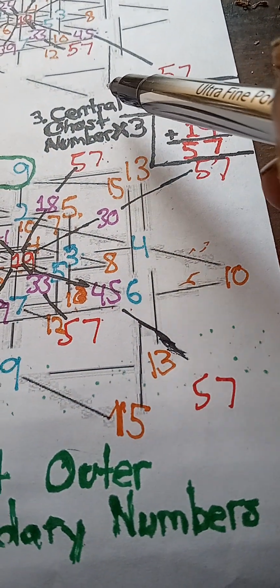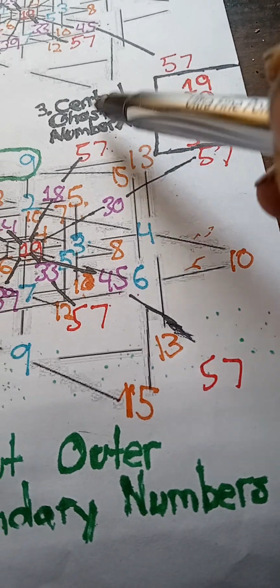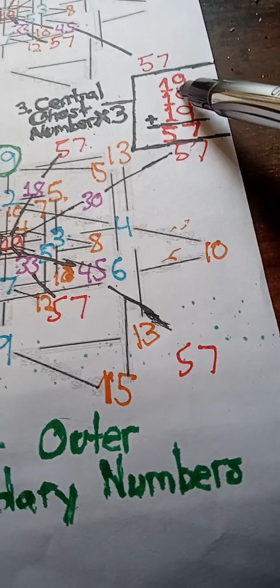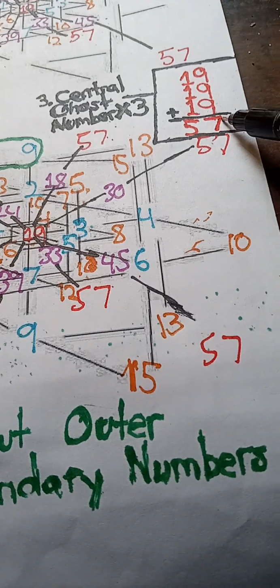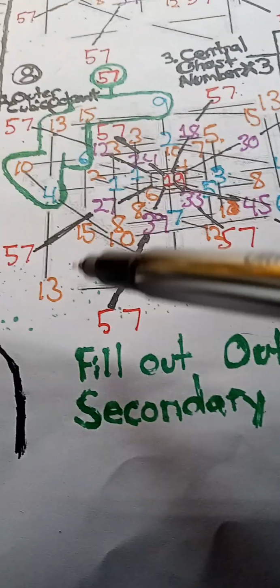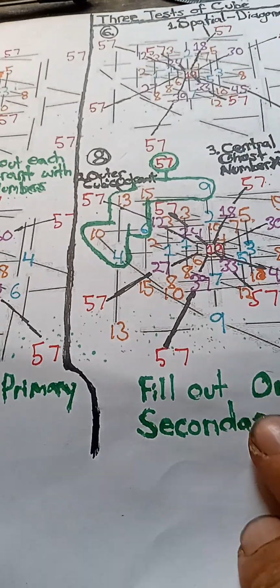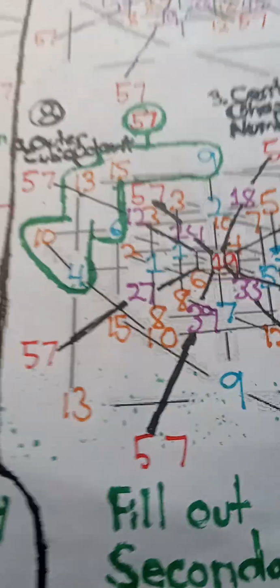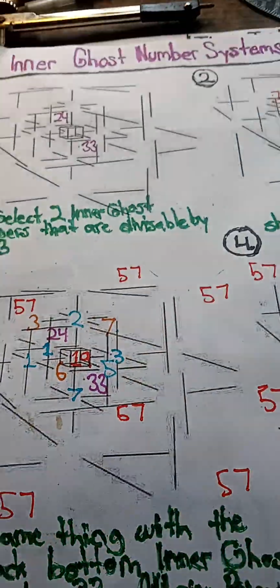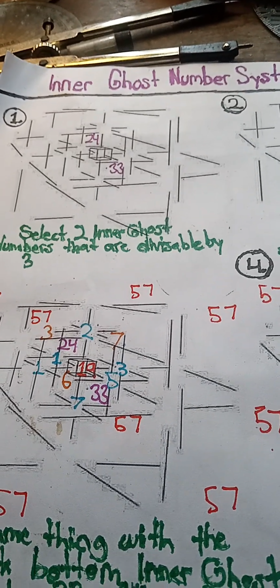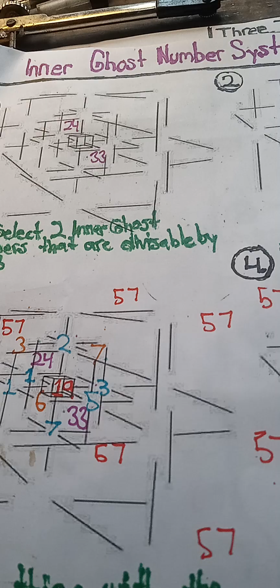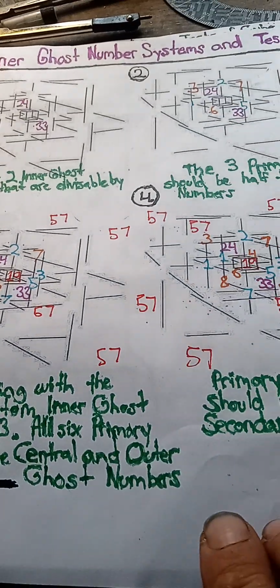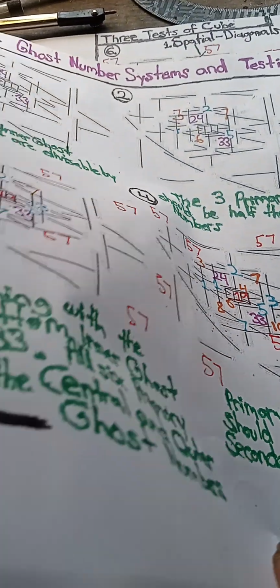And the third and last test, which should have been first, is that the central ghost number added 3 times, always in addition form, 19, always gives the outer ghost number 57. And so that's how you fill out an entire magic ghost number cube from the inner ghost numbers alone, and that's how you test them.